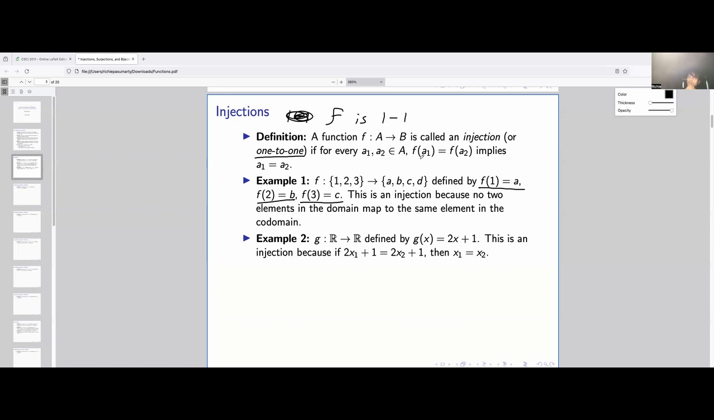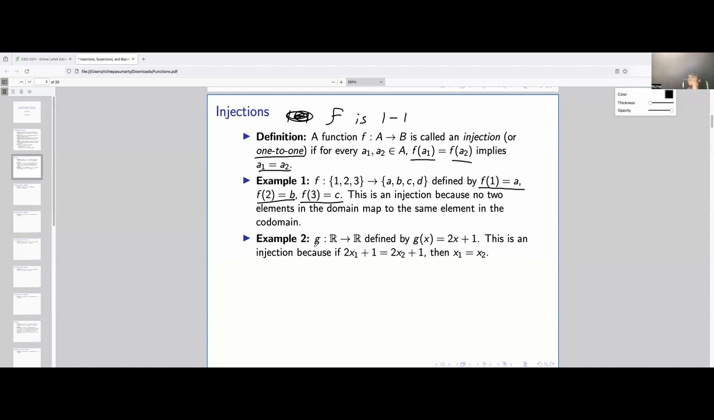Why is that the case? Again, what's an injection? Whenever f of a1 is equal to f of a2, a1 must be equal to a2. So if I have two different values which map to A, that's a problem. Or if I have two different values which map to B, then it's also not an injection. But you can see that there's only one value which maps to A, only one value which maps to B, and only one value which maps to C. So this is an example of an injection.